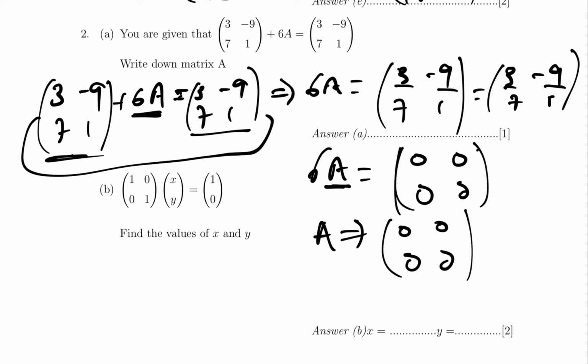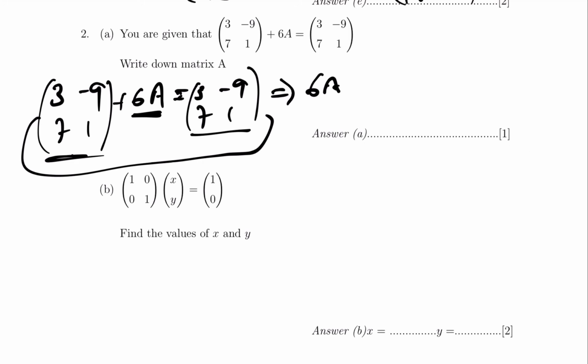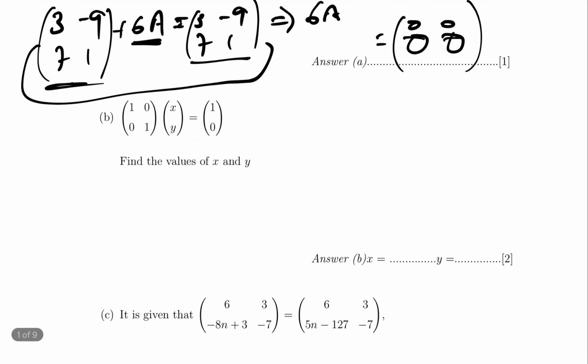Okay, so we're done now with A. Our A here is 0 0 0 0. I'm erasing the working because I don't have enough space, but it doesn't mean you should also erase the working. You will have enough space. Okay, now I'm moving on to B.